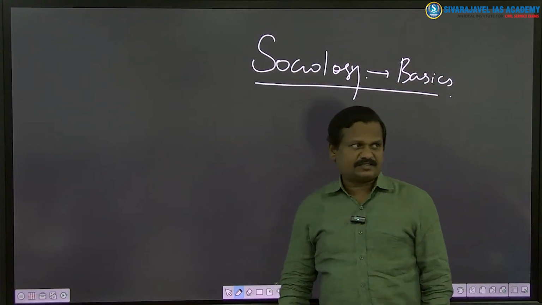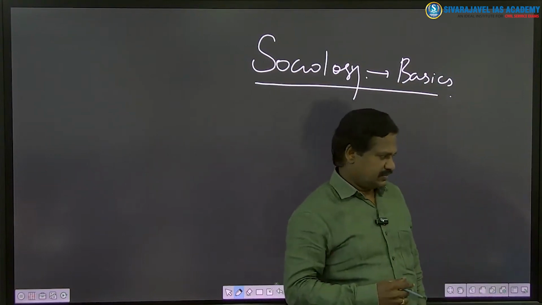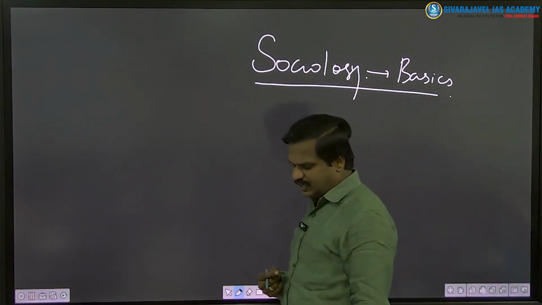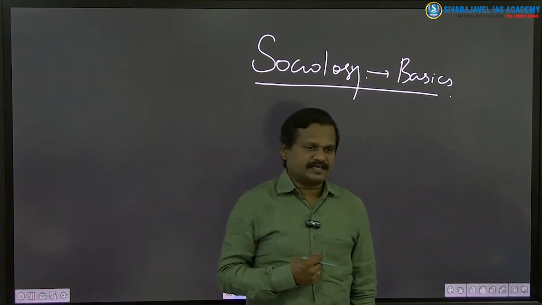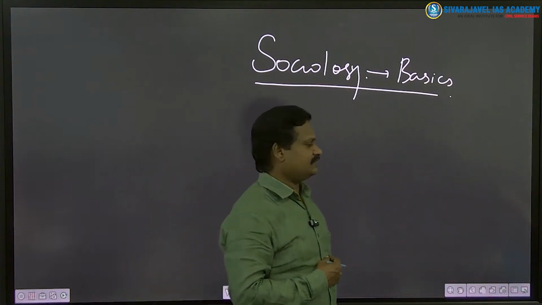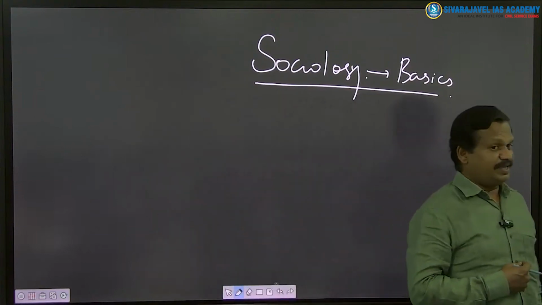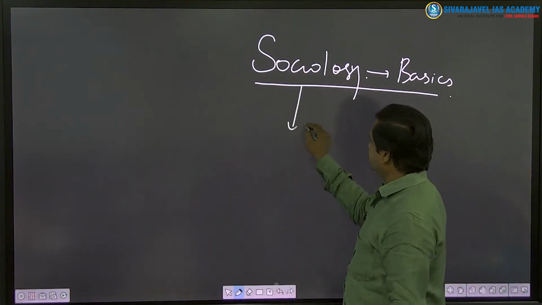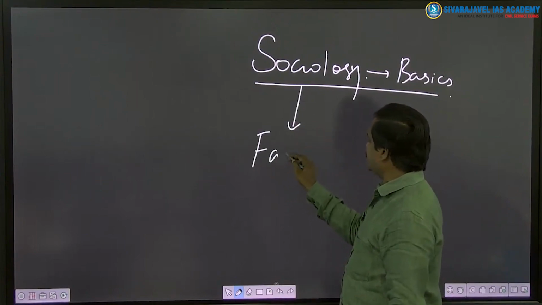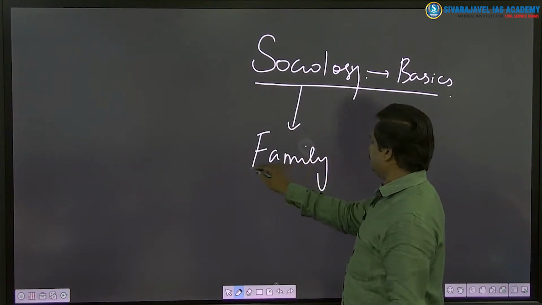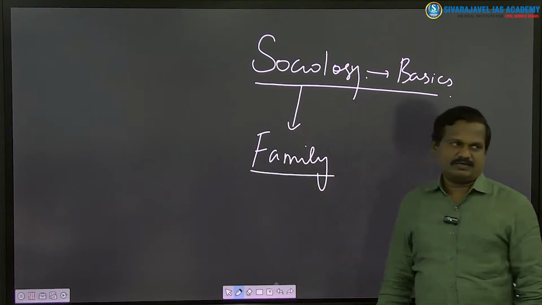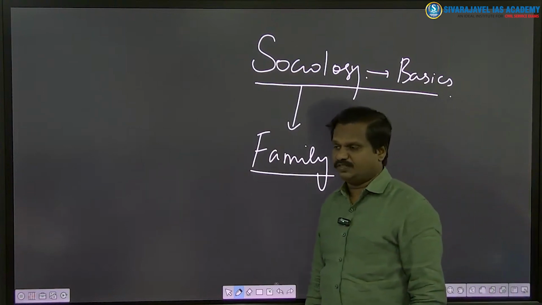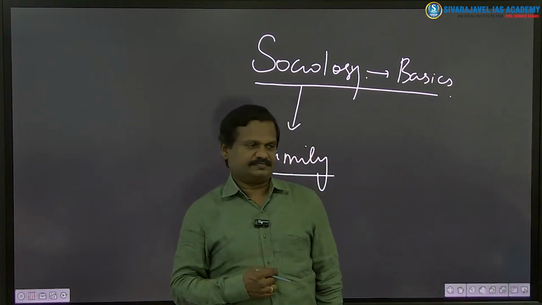In the first class, we discussed why one should select sociology as the optional. In the second and third classes, we have seen some basic concepts in sociology. So, in this lecture, we will see concepts connected to family. There are some important terms which you need to know with respect to the topic on family.